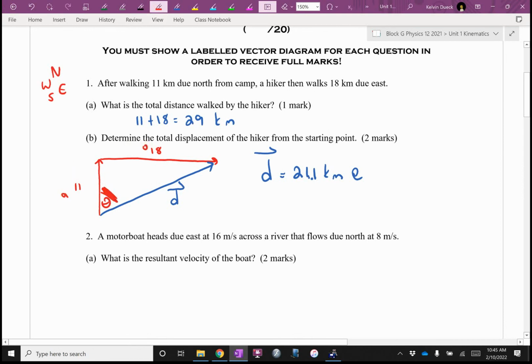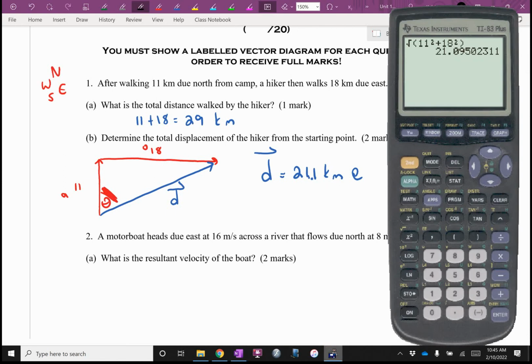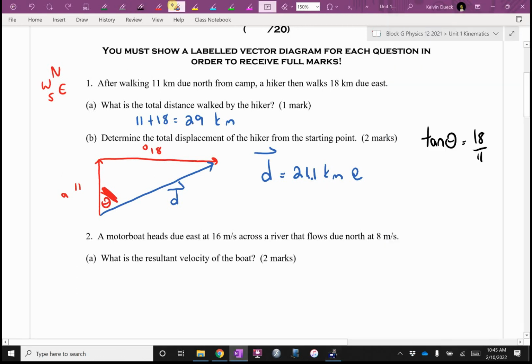Opposite, adjacent. Looks like it's going to be tan theta equals 18 over 11. So it's going to be inverse tan of 18 over 11 in brackets. 58.6 degrees. North of south, east of west, what of what? Going to be east of north.